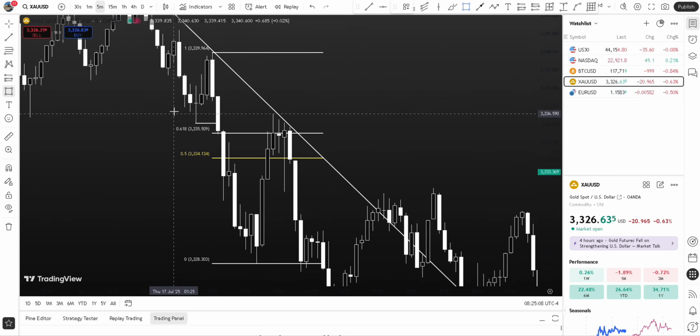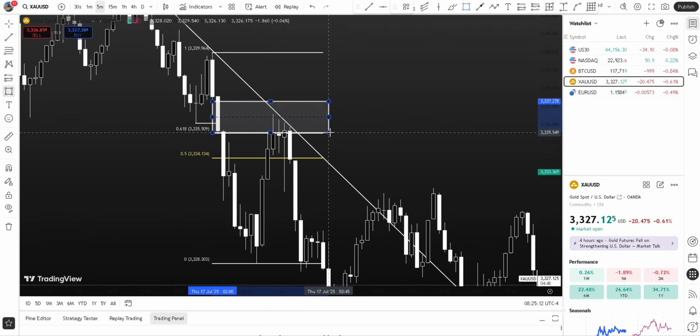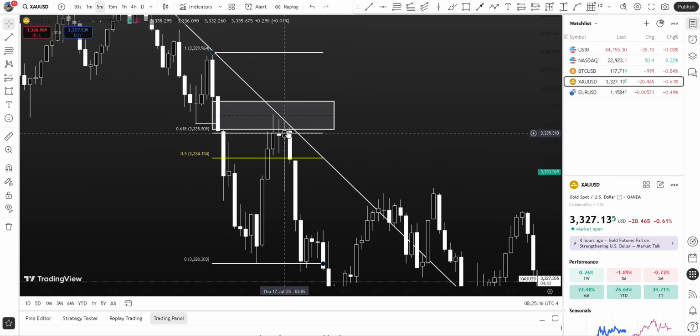More confirmation can be used over here. There's a fair value gap, and that's why it got rejected. As you can see, there's a little fair value gap over there. Price came in, rejected this fair value gap, and liquidated any orders that were left in this area.